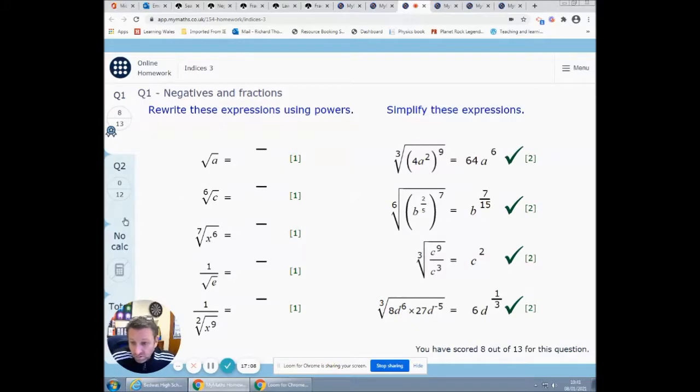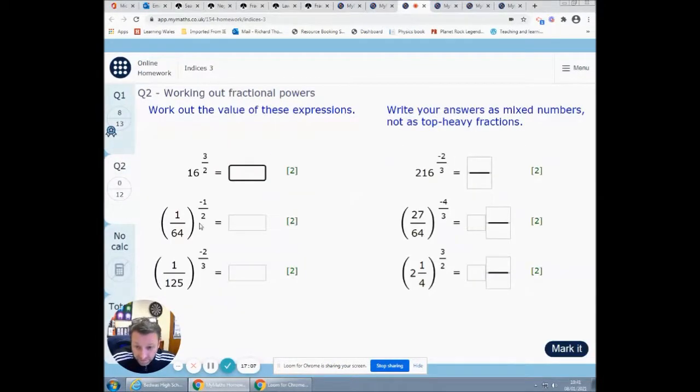I know this has been a long vid, but you're doing really well for keeping up. And this is A star work, basically. This will come up towards the end of the higher tier paper, on the non-calculator as well. And you effectively have to split these powers up and apply each part to the number individually, right?